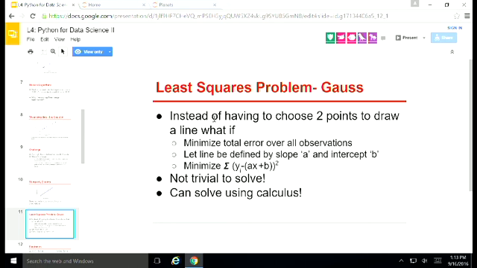So instead of having to choose 2 points, we ask the question, what if we minimize total error over all observations? I'm saying it's not that I want to fit each data point perfectly. I want to fit everything, but I want to minimize the overall error. So it may be passing something in between. This is not trivial to solve. How might we solve this?